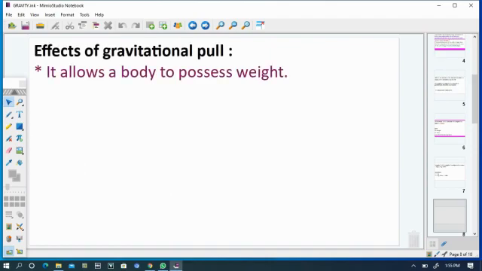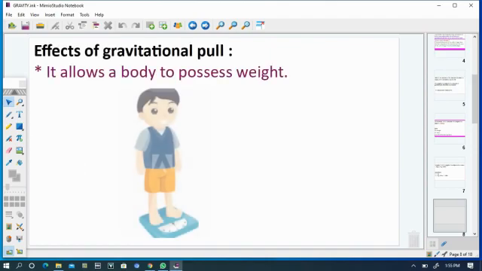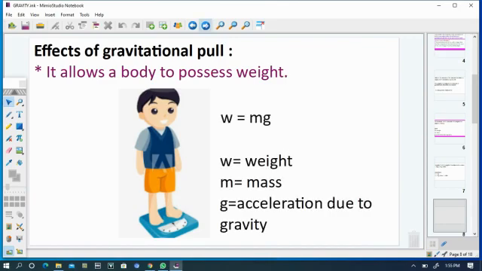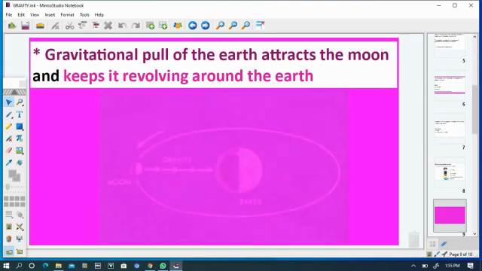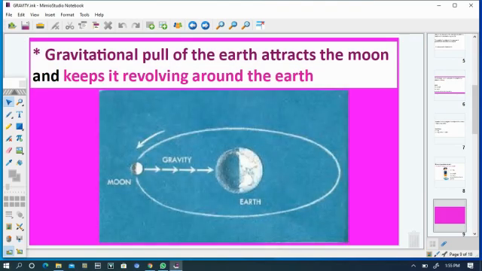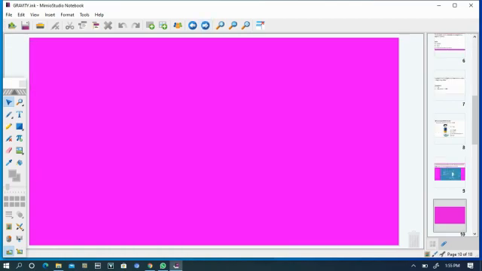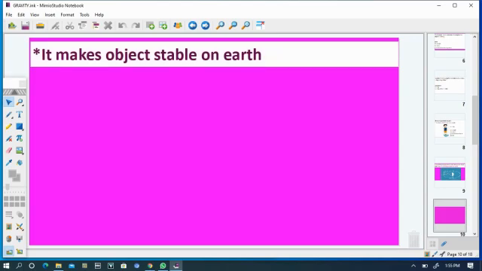Effects of gravitational pull. It allows a body to possess weight. The measurement of gravitational pull of the earth on an object is the weight of that object. The bigger the mass of an object, the bigger the weight of that particular object. Gravitational pull of the earth attracts the moon and keeps it revolving around the earth. It makes objects stable on Mother Earth.